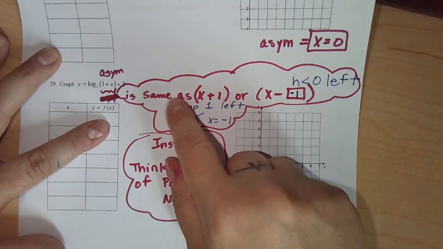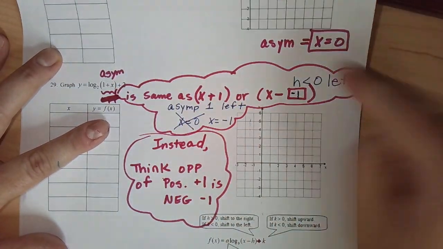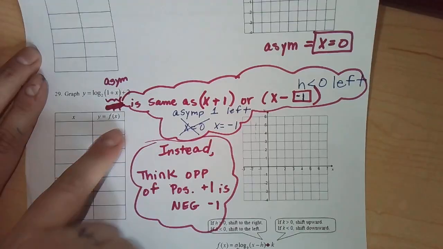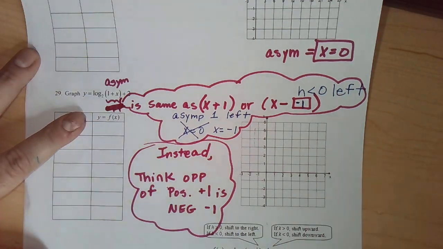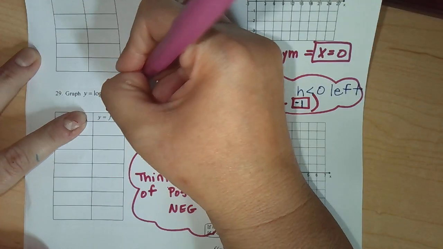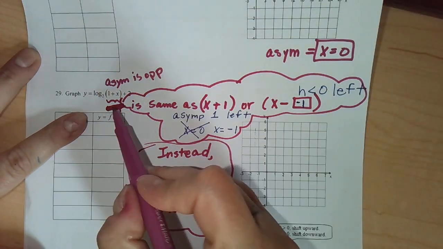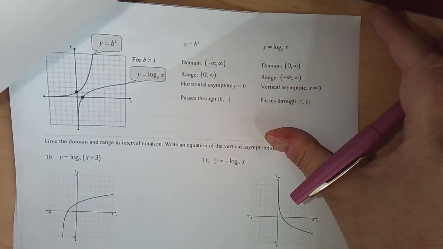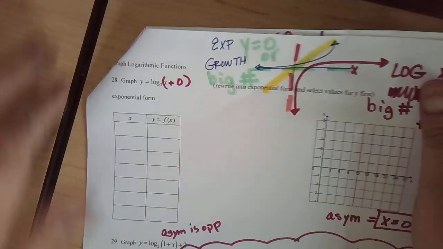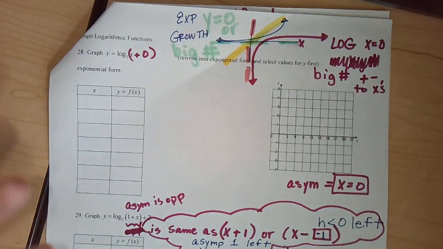So instead of following all this rigmarole and all this hoopla up here, if you didn't understand that, just know that if you have something in the parentheses with that x, your asymptote is the opposite. So not x equals 1, x equals -1. Okay. Is there another one? Nope. Okay. All right. Now we're going to graph this.